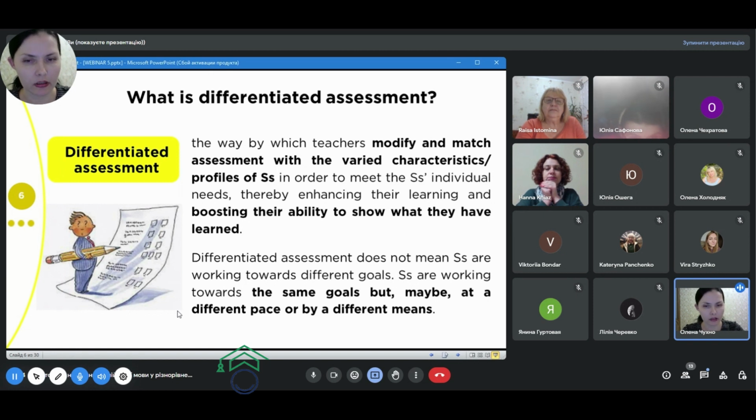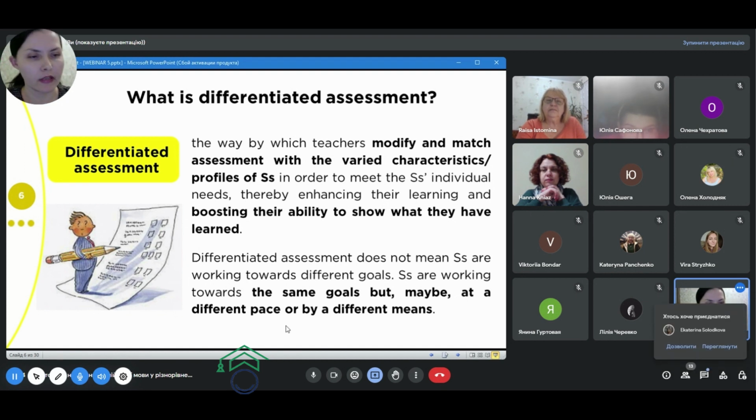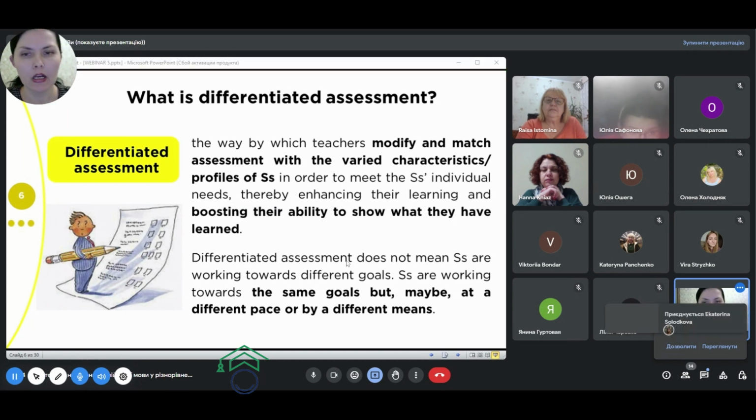what they have achieved. It should be mentioned that differentiated assessment does not mean that your students are working towards different goals. Your students may be working towards the same goal actually, but maybe at a different pace or by different means, and we should take that into account.